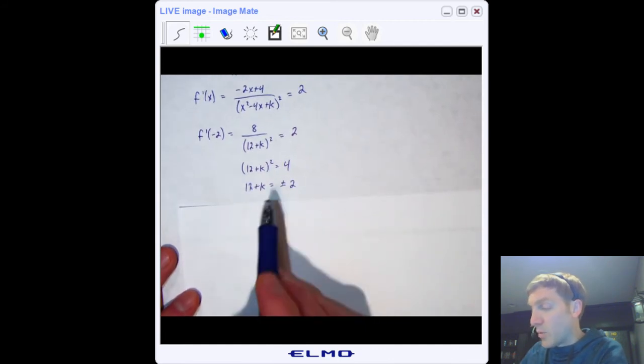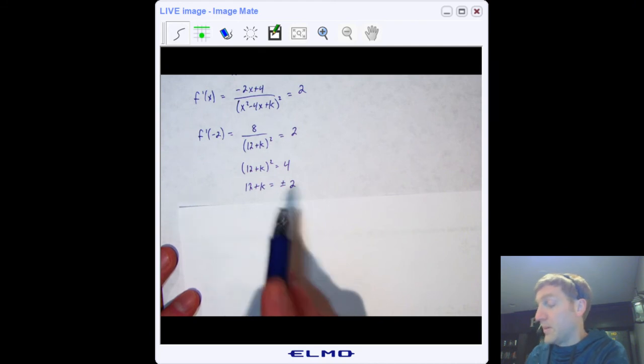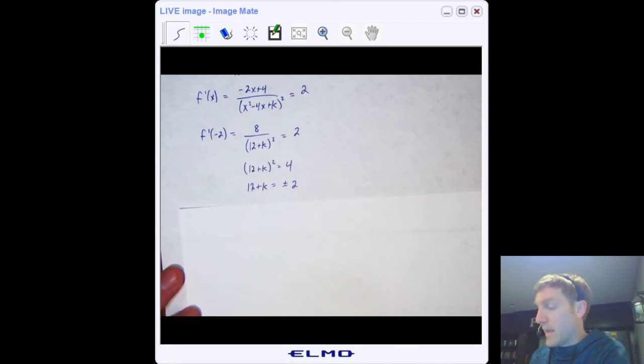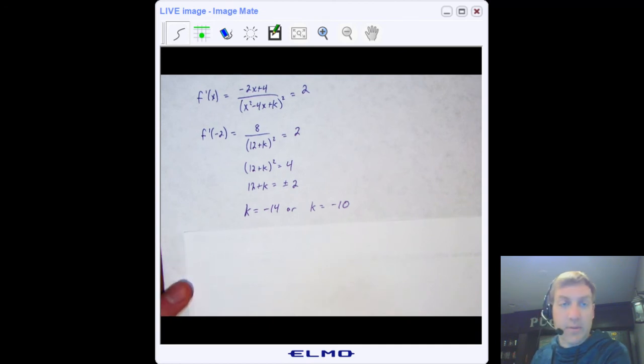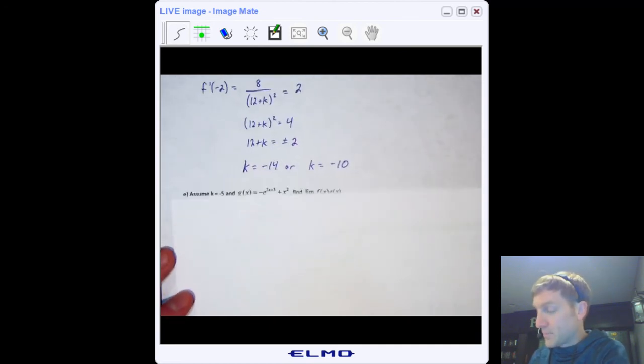Square root both sides. Don't forget the two answers, right? Don't forget to put the plus or minus 2. And then you get two answers for k. Negative 14 or negative 10. Negative 14 or negative 10 are the two answers.